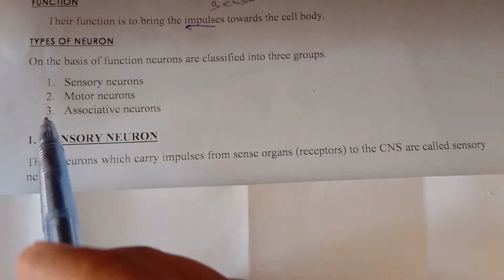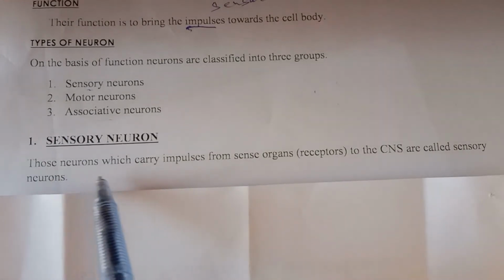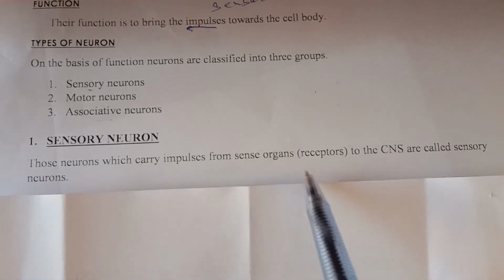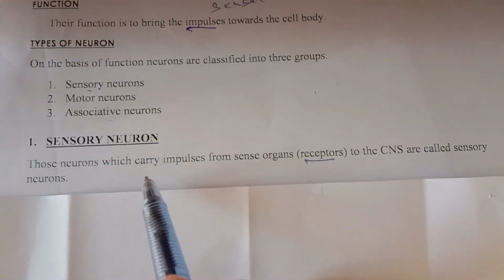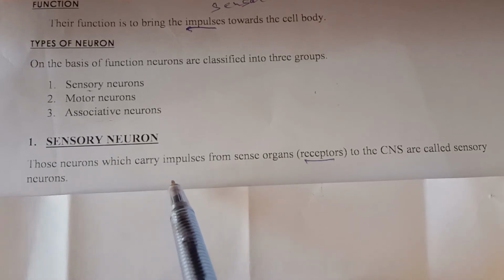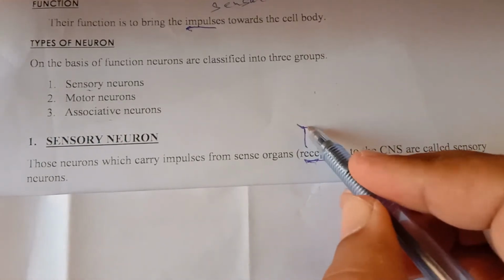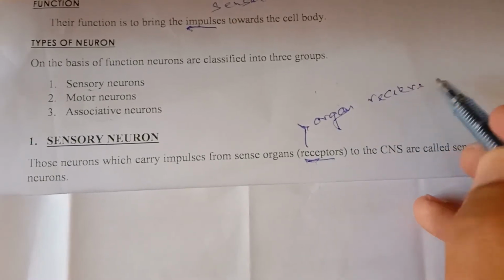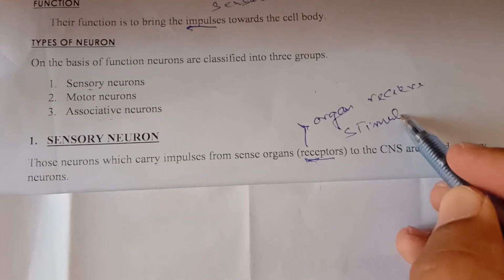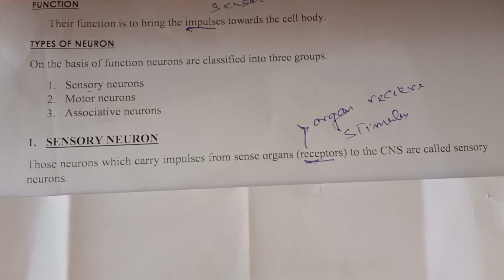Types of neuron. There are basically three types: sensory neuron, motor neuron, associative neuron. First, the sensory neuron. Those neurons which carry impulses from the sense organs, receptors, to the central nervous system are called sensory neurons. Receptors are the organs that receive stimulus. For example, skin. Skin is the main receptor which receives stimulus of touch, stimulus of hotness.